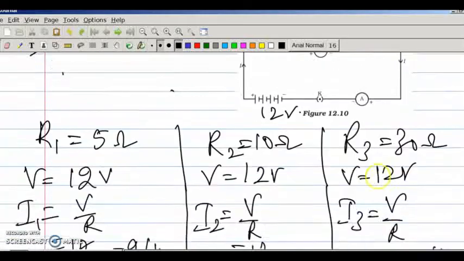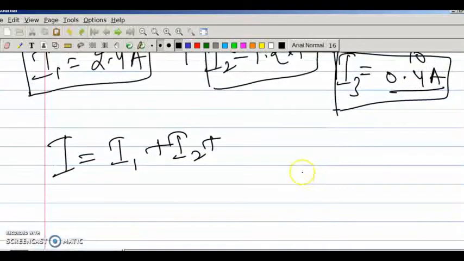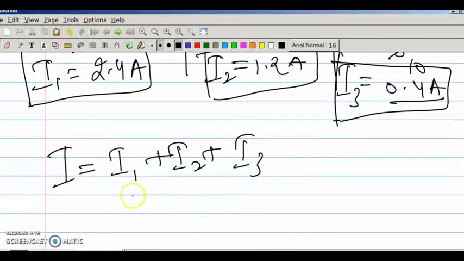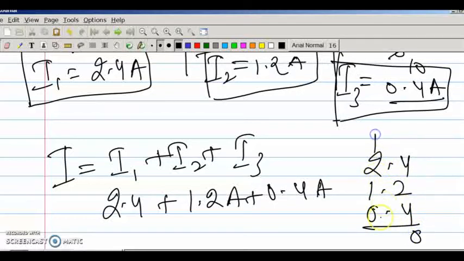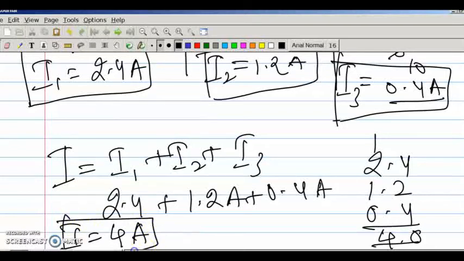Now we go to working with that solution. So it's 2.4 ampere plus 1.2 ampere plus 0.4 ampere. How much would that be? 2.4, then 1.2, and 0.4 will add up to 4 ampere. So the total current is 4 ampere.